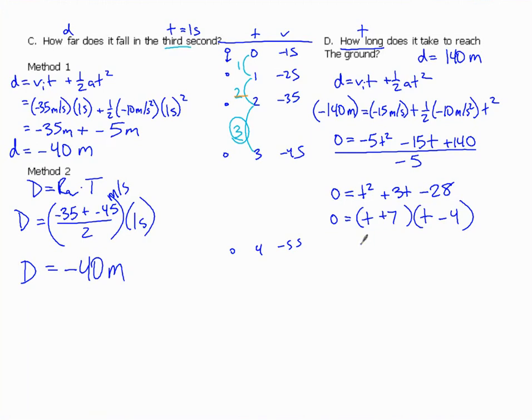So when you're looking at these, you're going to get two answers. Time equals -7 seconds, and time equals 4 seconds. In physics, this answer doesn't make sense. A negative time, when we're talking about falling, just doesn't make sense. And so the positive answer, time equals 4 seconds, is the one that makes sense.